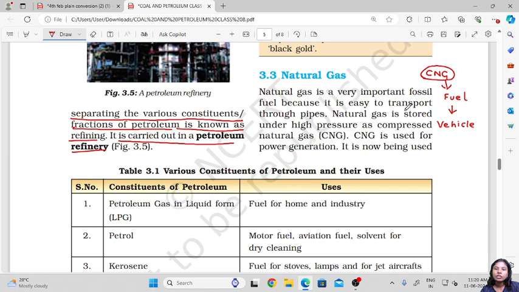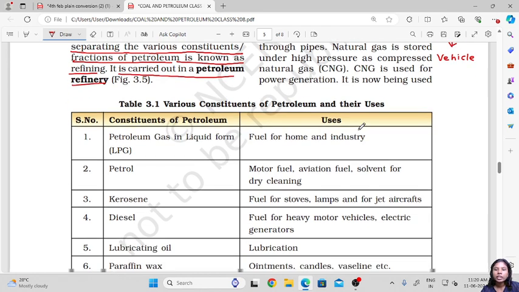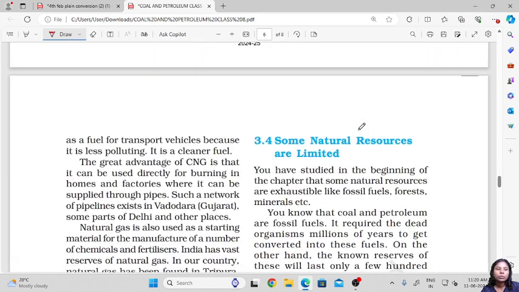So under high pressure, this natural gas is stored and it is termed as compressed natural gas. Now CNG is used for power generation. It is now being used as a fuel for transport vehicles because it is less polluting and it is a cleaner fuel. So this thing we need to remember when we talk about CNG, that it is used in transport vehicles because it is less polluting and therefore it is known as a cleaner fuel.